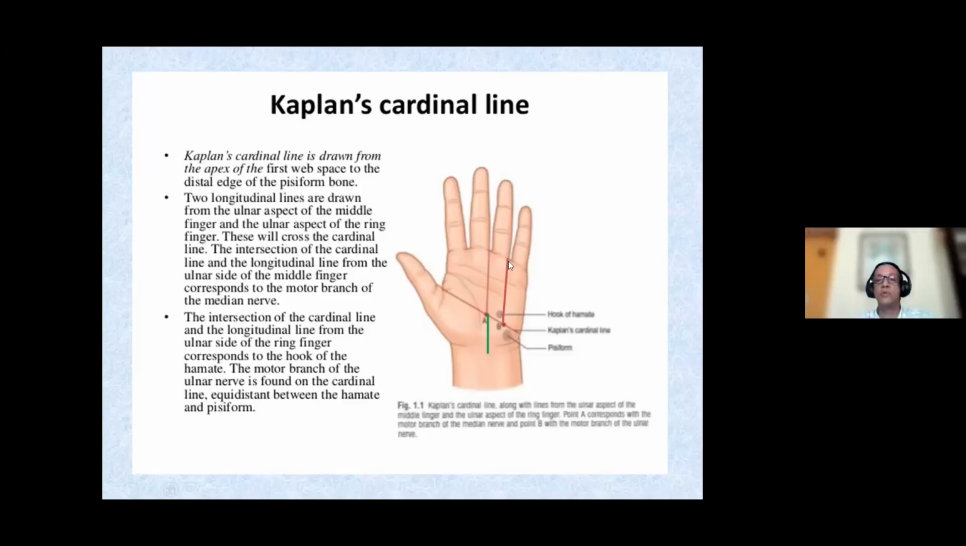And similarly, if you draw a vertical from the ulnar border of the ring finger, the point at which it meets this line, which is B, is the motor branch of the ulnar. So normally the incision is an extension of this line from the Kaplan line proximally, a little beyond the wrist. That's a normal incision which is described.